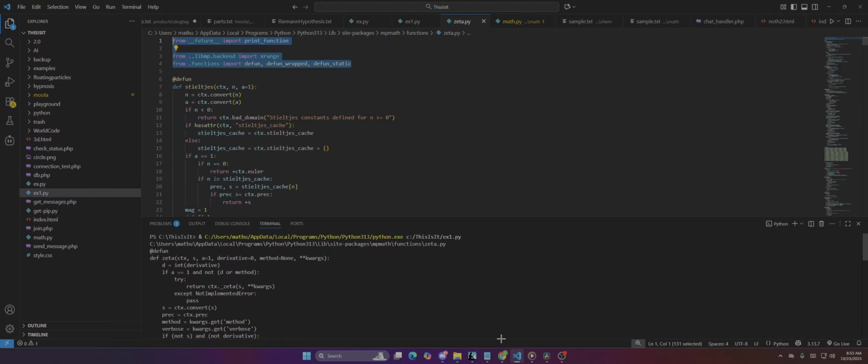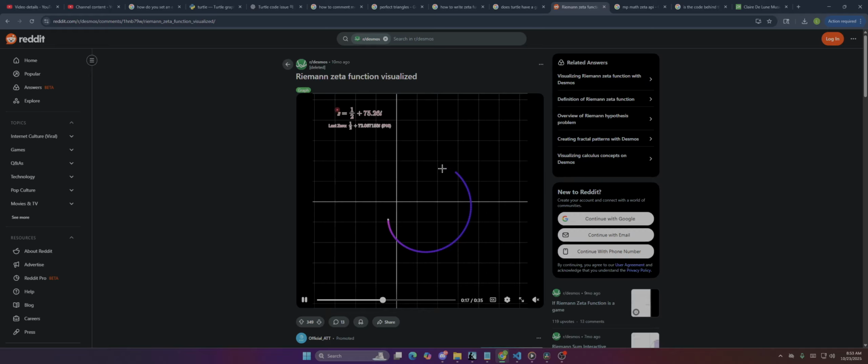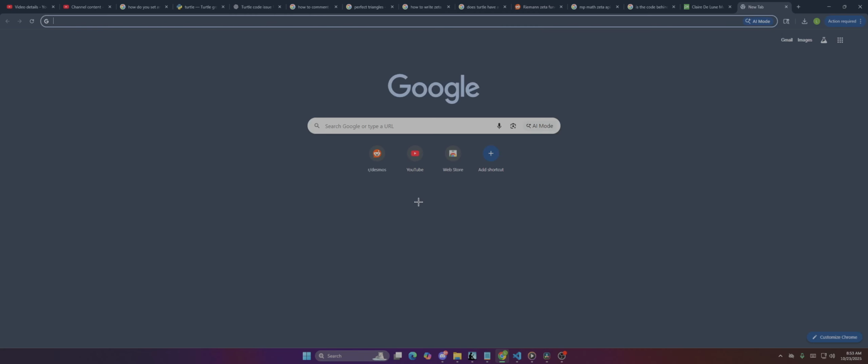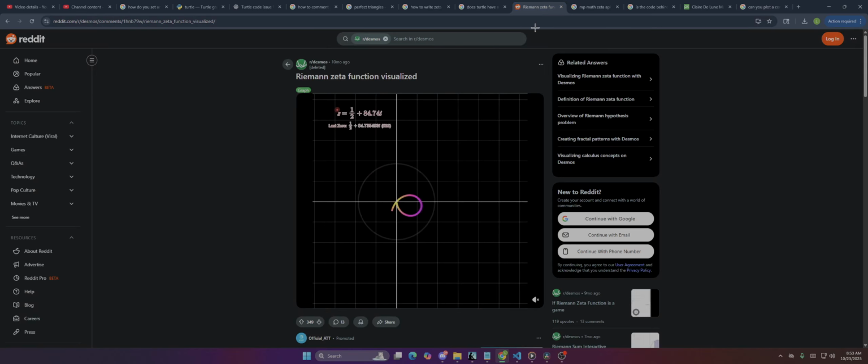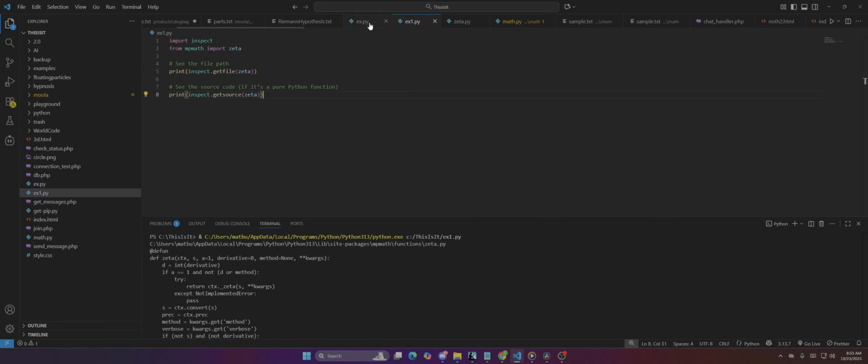But the thing that I wanted to do was code something like this in Turtle, which I don't know how to do. Can you plot a complex number? Yes, you can plot a complex number. Okay. So if that's the case, I think this should be pretty easy then.